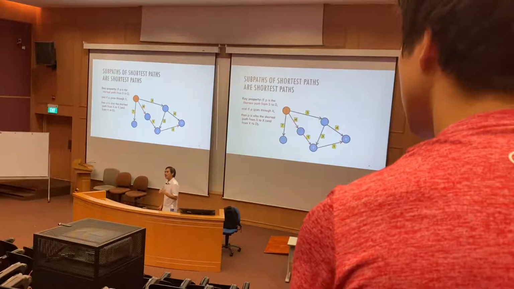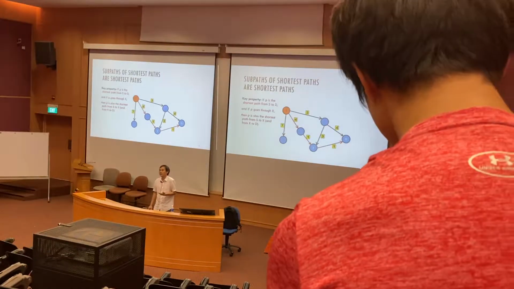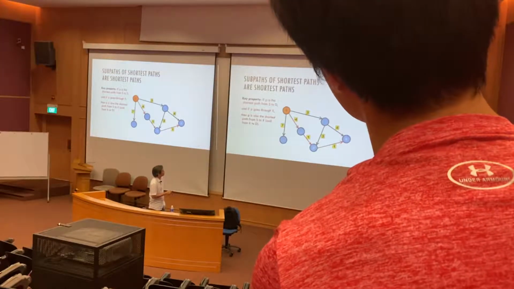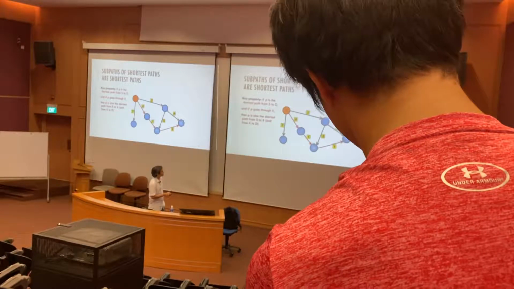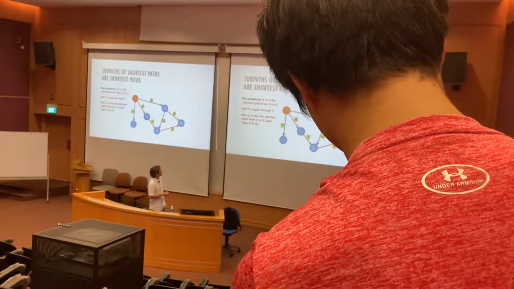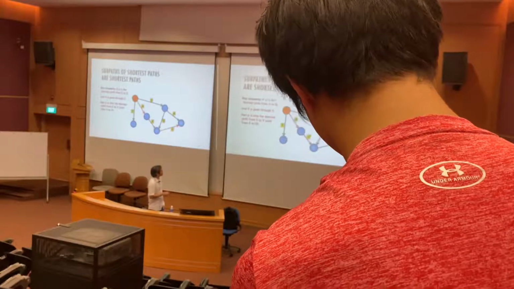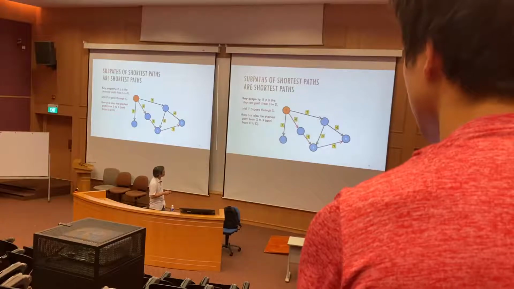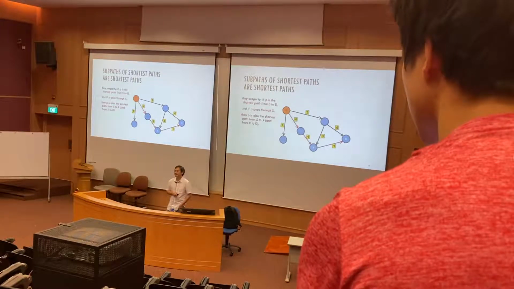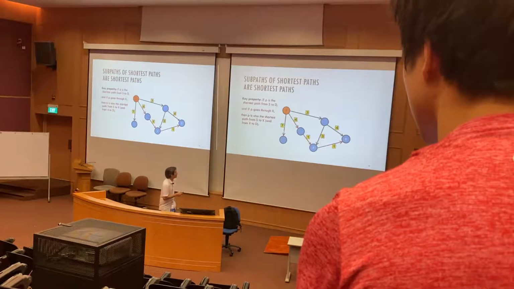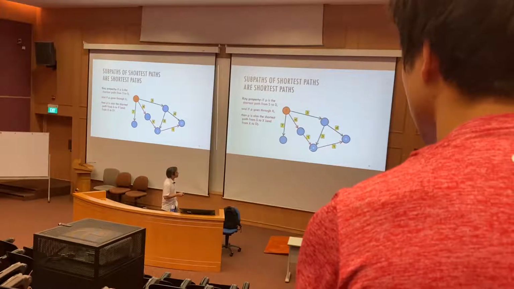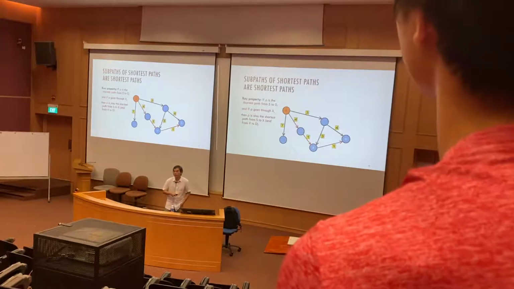It's true because the subpaths of shortest paths are also shortest paths. So why is that the case? Let's look at this shortest path from S to D. The claim is that if the shortest path goes through some node x, then S to x is also a shortest path. If this is the shortest path from S to D, and it goes through some node x, the claim is that this S to x is also a shortest path.